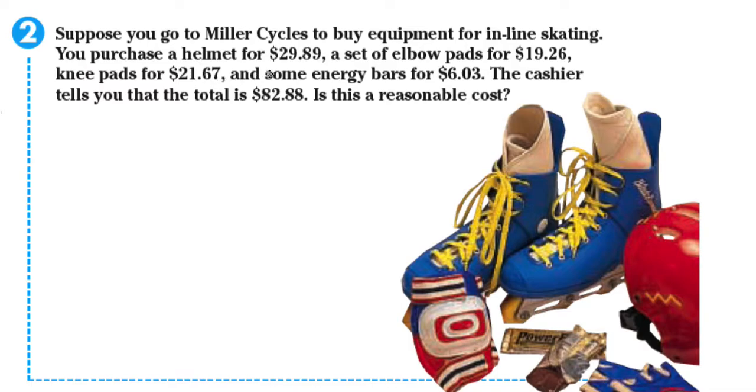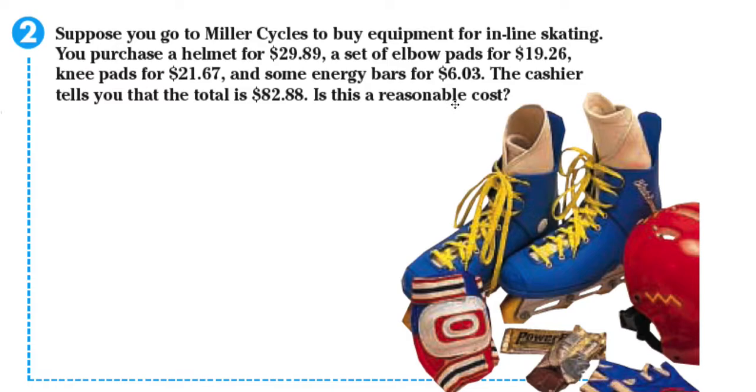You purchase a helmet for $29.89, a set of elbow pads for $19.26, knee pads for $21.67, and energy bars for $6.03. The cashier tells you that the total is $82.88. Is this a reasonable cost?